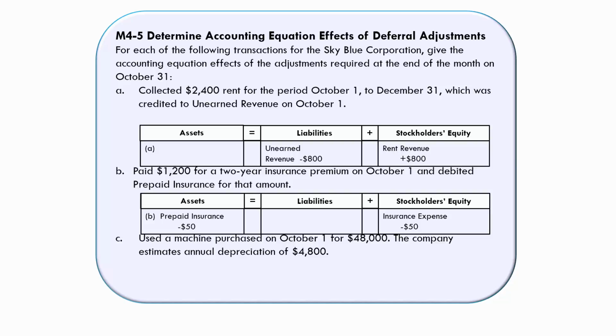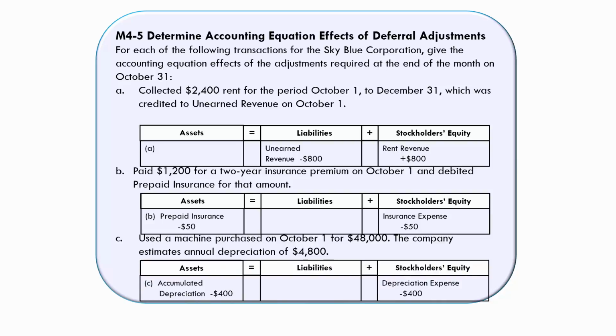And then the last one is talking about machinery that was purchased for $48,000 in October, and we are recording depreciation. As I said before, it's not really a deferral type entry because we're not really talking about the difference between a cash flow and when we record depreciation. We're really talking about expensing off of this asset. And so we are taking it to our contra account, and we are also recording depreciation expense.